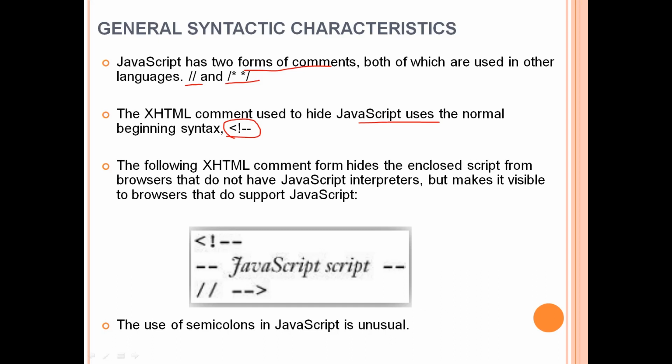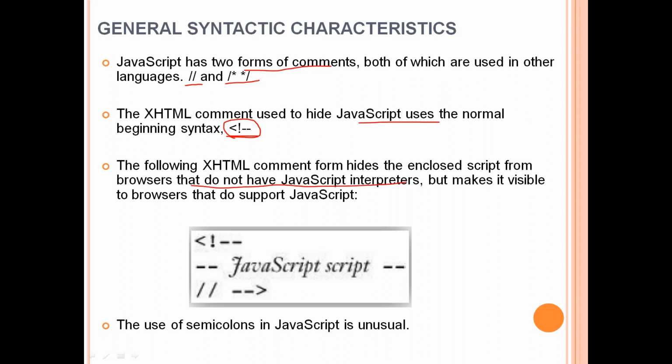And if you don't want that to happen, you can include JavaScript code inside the XHTML comment tag. But the format of the XHTML comment here is a bit different. The beginning syntax is the same, that is angular bracket, exclamation symbol, double dashes. But the closing tag is a bit different. Now the following XHTML comment form hides the enclosed JavaScript from browsers that do not have JavaScript interpreters.